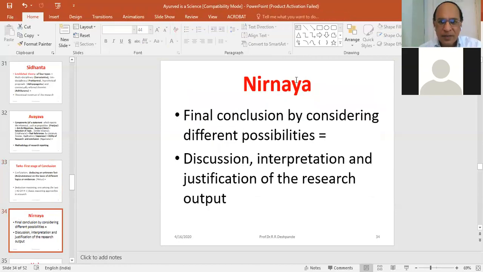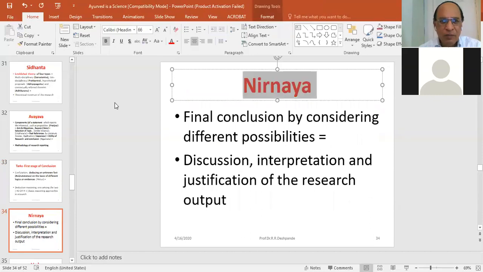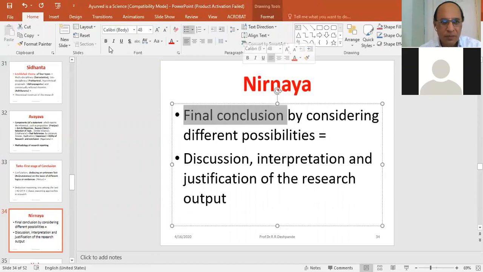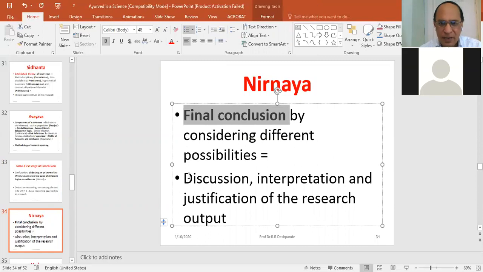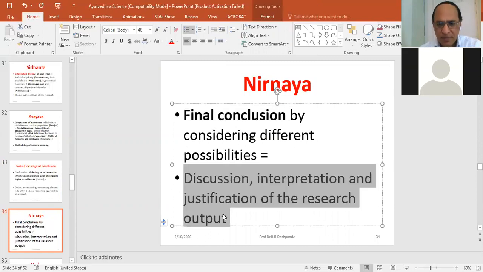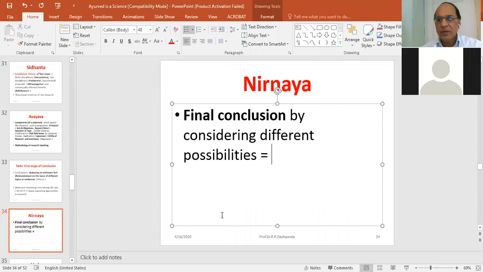Okay. There may be a little bit of confusion you will find, because again here I have said the word discussion, etc. But I think this is better. Final conclusion, I will write that down. I will omit all these things for your convenience. So Nirnaya, this is the word in Samhita. Nirnaya is the final conclusion. Okay. Let us go further.